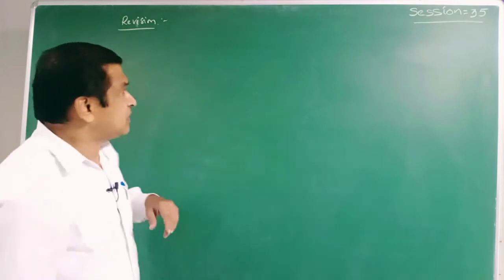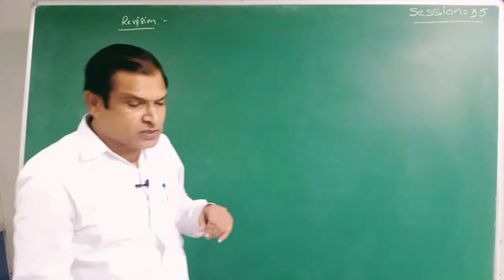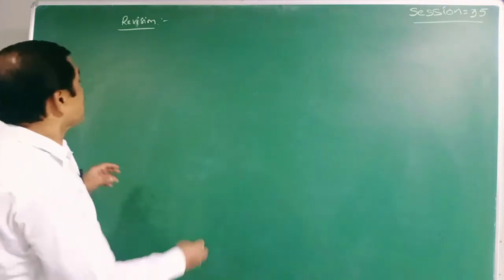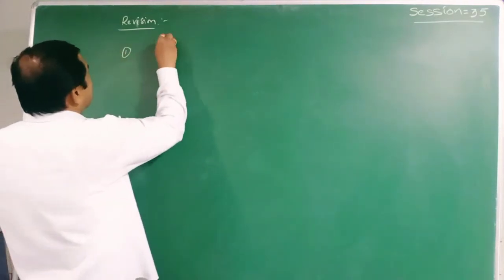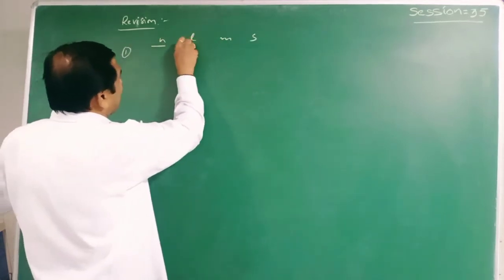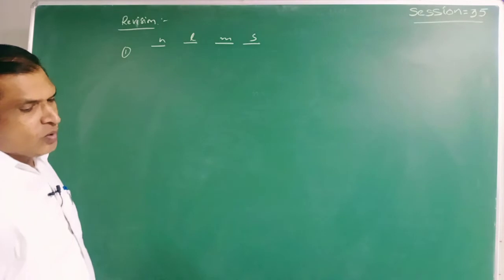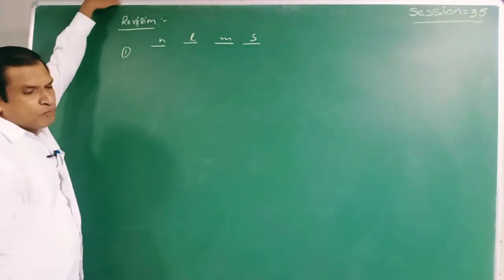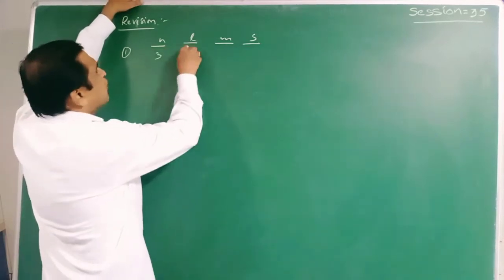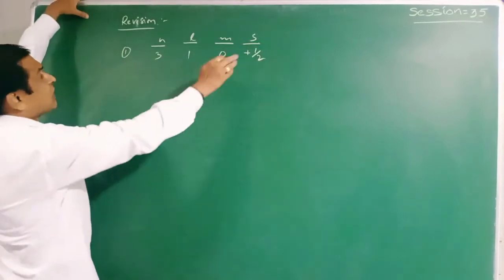The options are like this. The question is, which of the following sets of quantum numbers represents the highest energy? The options give n, l, m and s values, that is the principal quantum number, azimuthal quantum number, magnetic quantum number and spin quantum number. The first option is 3, 1, 0, plus half.